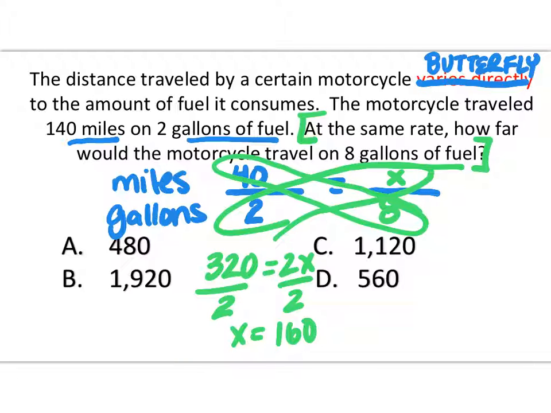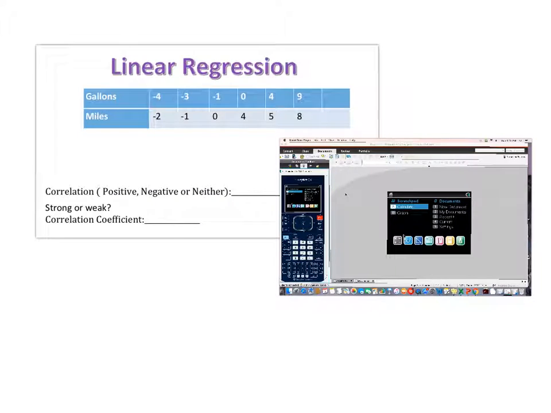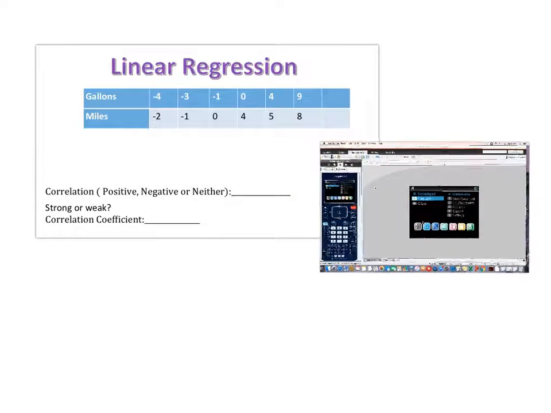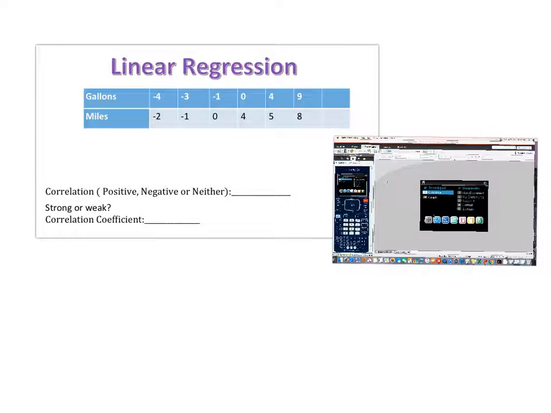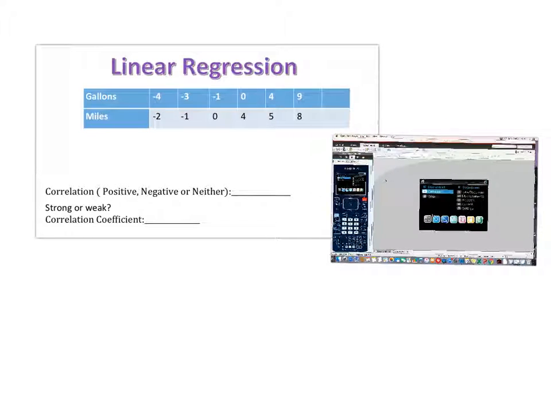So that was not one of the answer choices. So haha, we circled something because the answer is 160. Okay, so we're going to do linear regression. In order for us to do linear regression, you need to use your calculator. This is not something you can do in the bottom of your head. So it's asking correlation, stronger weak, and the correlation coefficient.